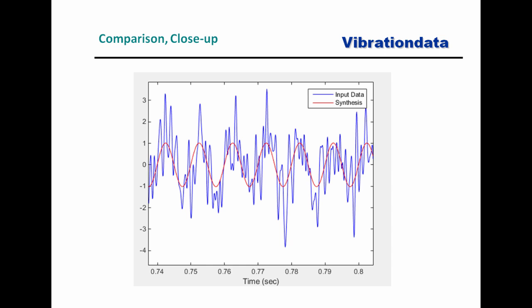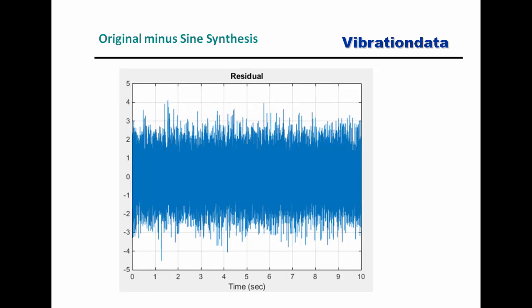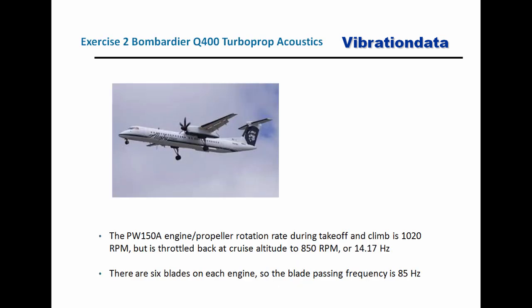You can see, and this is the PowerPoint slide version, the input data is the sine on random data, and that's the blue curve, and the red curve is our synthesis, which is really just one sine function at 100 Hertz. Then the residual is the original data minus the sine synthesis.